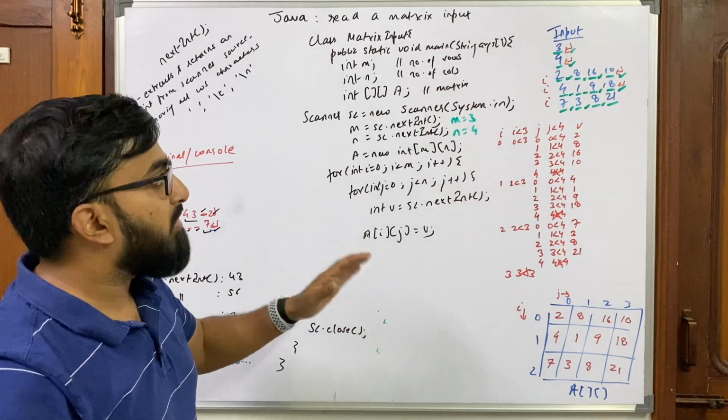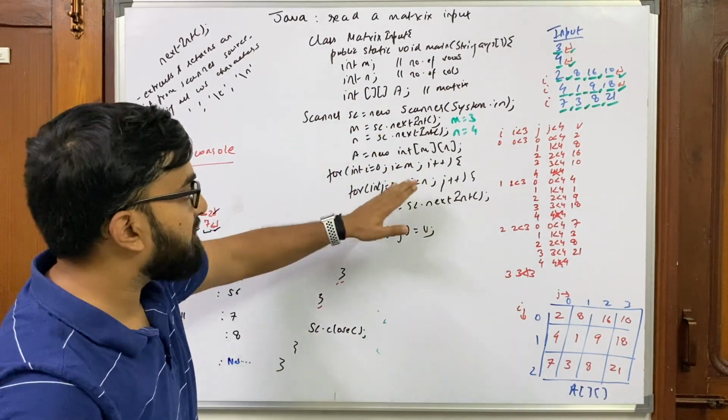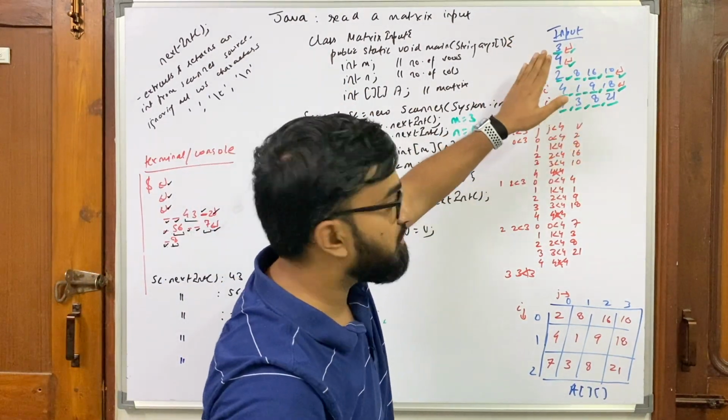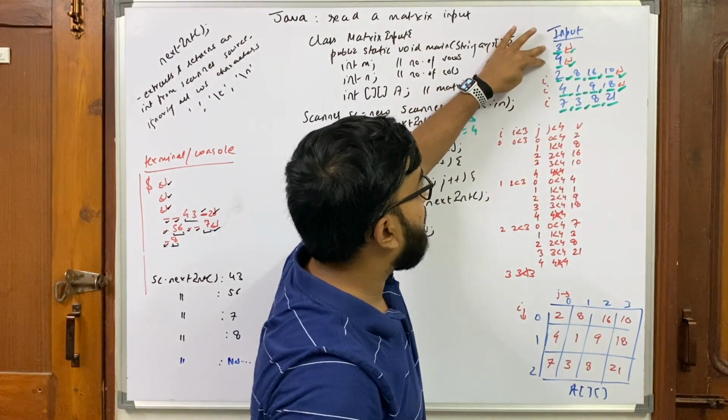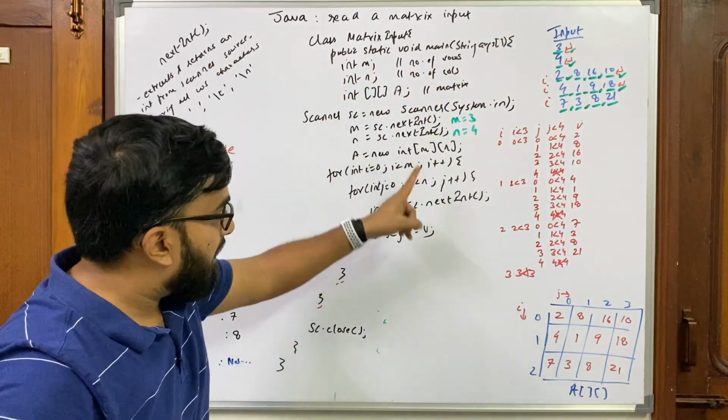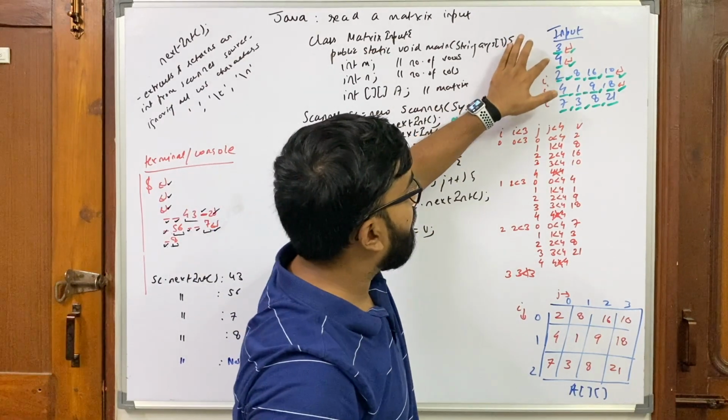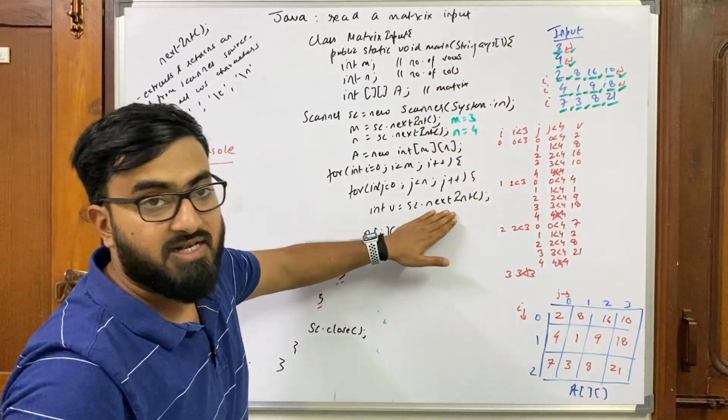So what you need to keep in mind is the total number of calls to nextInt should be equal to the total number of integers you have in the input. Okay, first 2 integers for m and n, and then m into n integers. So for 3 into 4, 12 integers, you need to call nextInt 12 times.